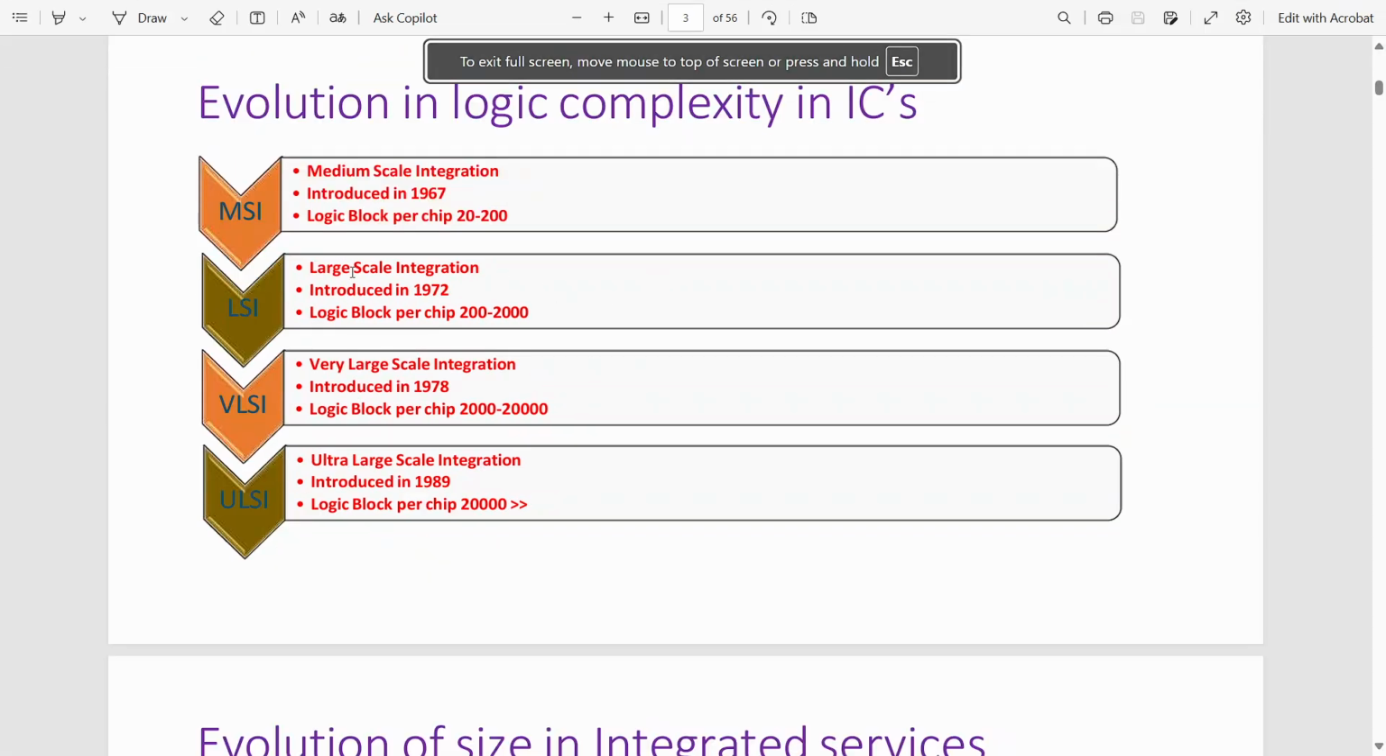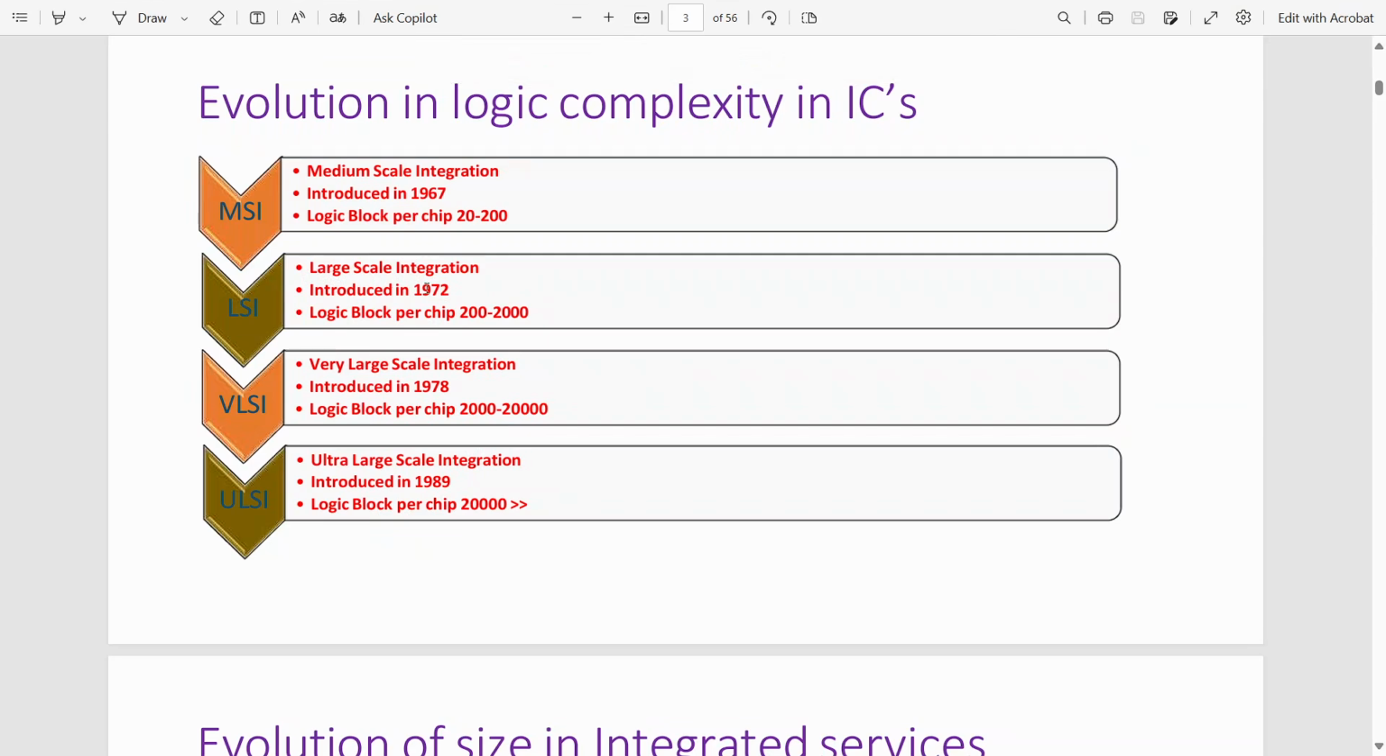Next, large scale integration was introduced around 1972. The logic blocks per chip are 200 to 2000. And VLSI is nothing but very large scale integration. It was introduced around 1978, and the logic blocks per chip are 2000 to 20,000. So mostly now we call it VLSI, and we are working under this VLSI.